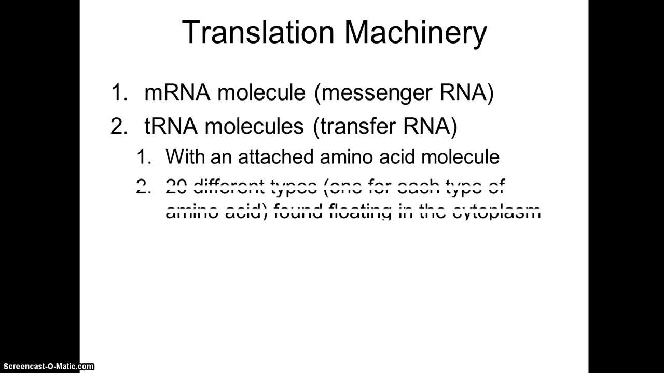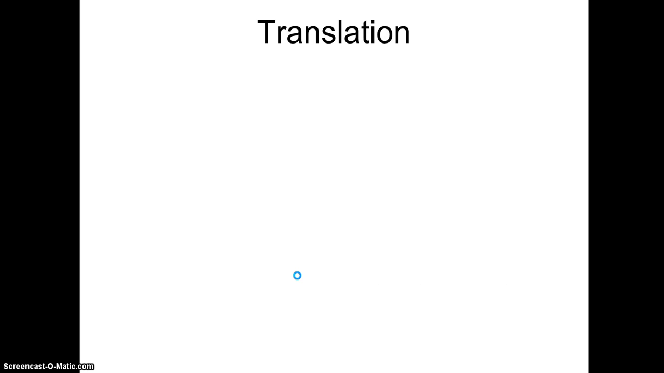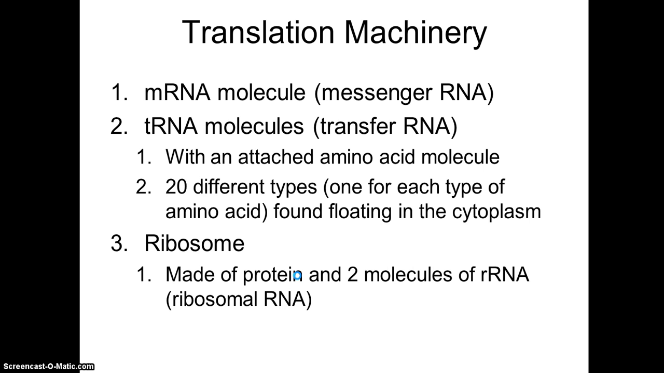This is what we need to do translation. We need an mRNA that contains the message from the DNA. That's the instructions. We need many transfer RNAs. Each one will have an amino acid on them, and they'll bring over the amino acids when they're needed so they can be put together with peptide bonds to make that immature protein. And then we need the ribosome to facilitate everything.